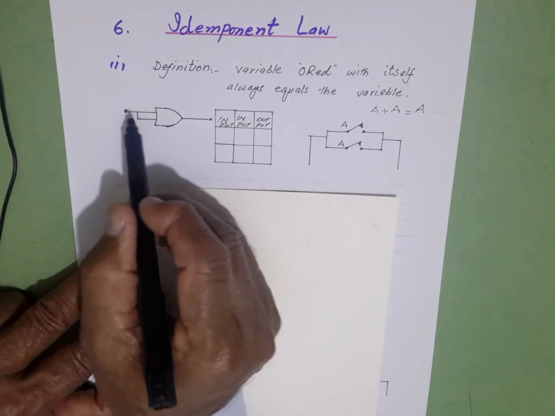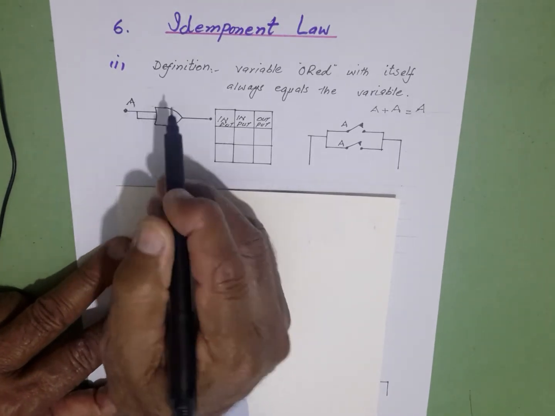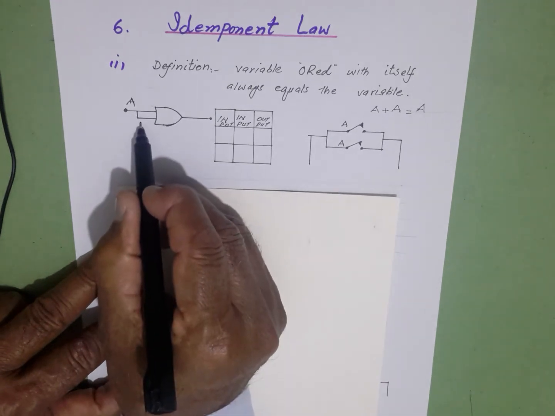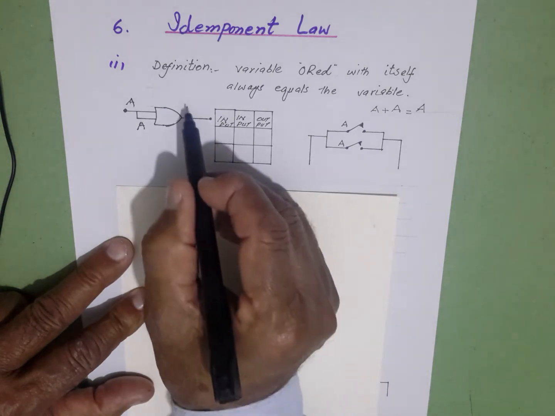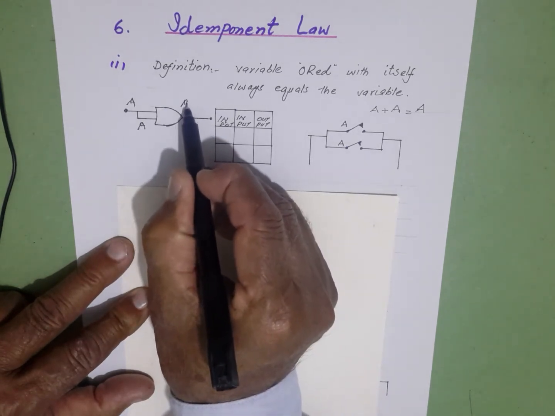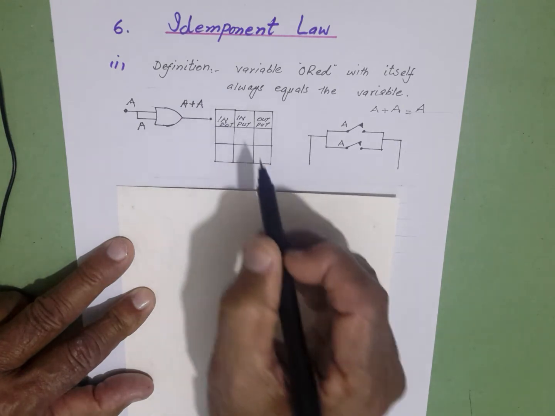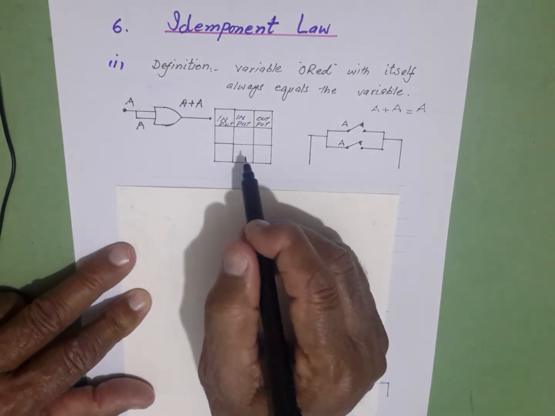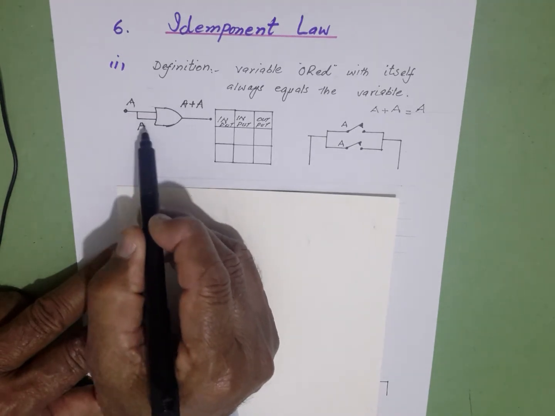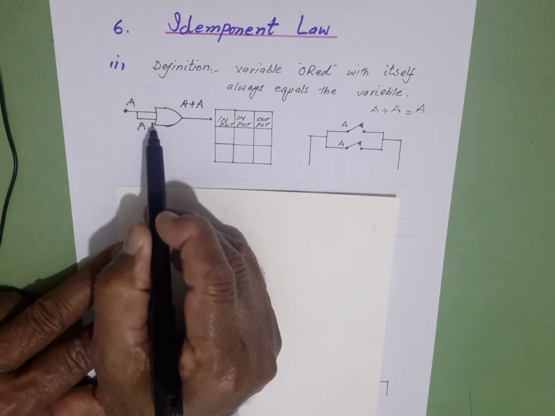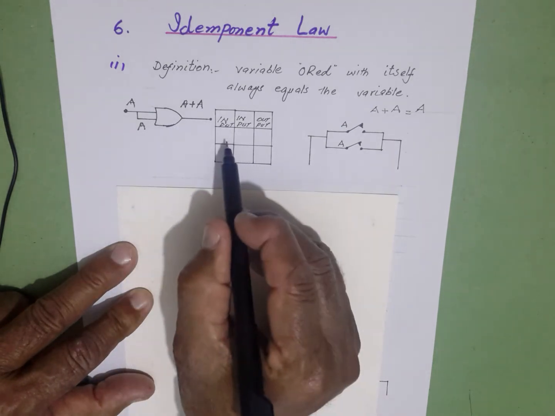This is an OR gate. This is a variable A. The same variable is applied on the second terminal. The output is A OR A. This is the truth table. When A is 0, the same 0 is appearing on the input, and the inputs are 0 0, the output is 0.